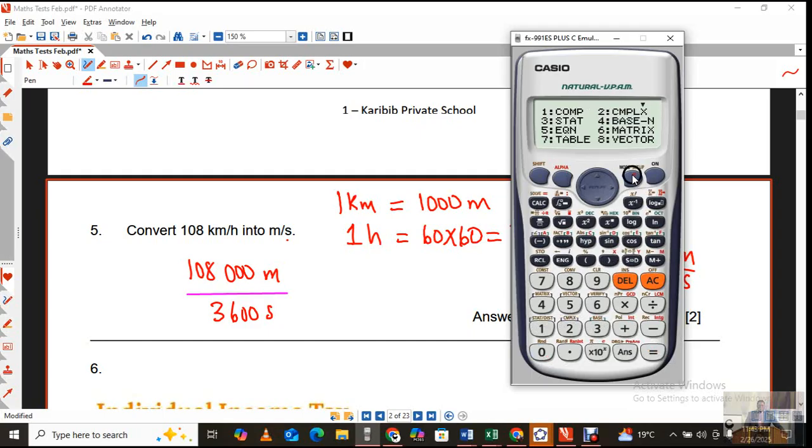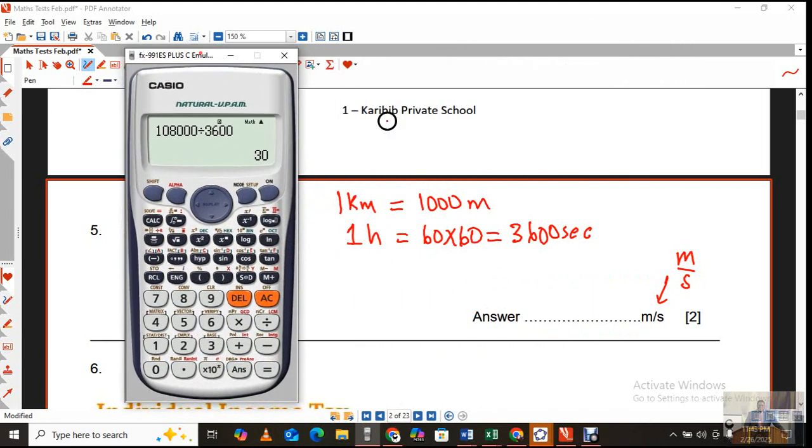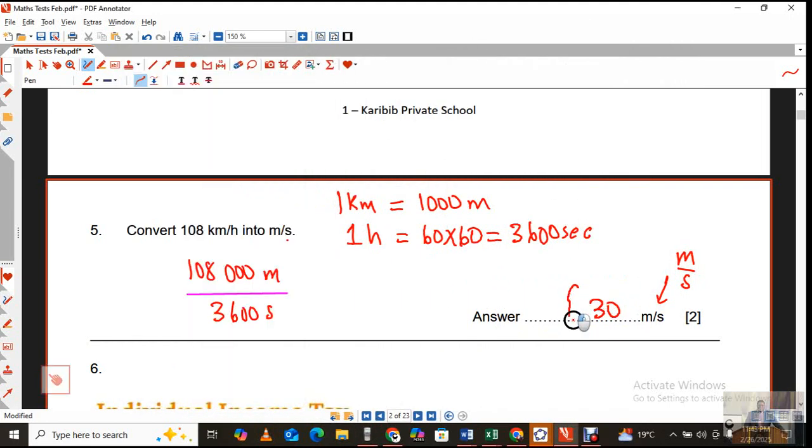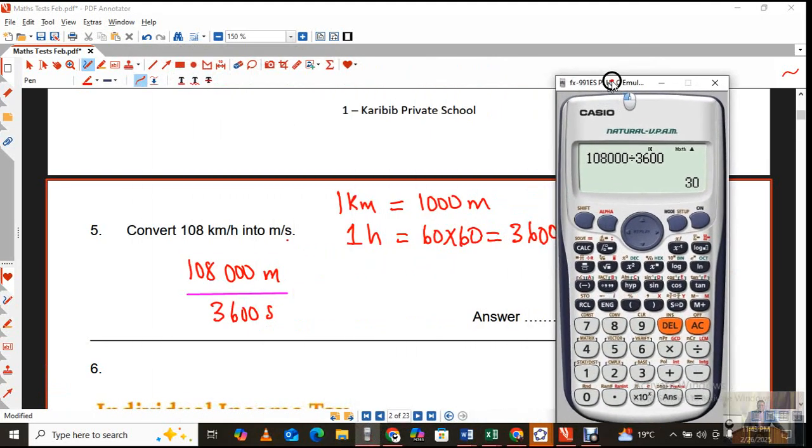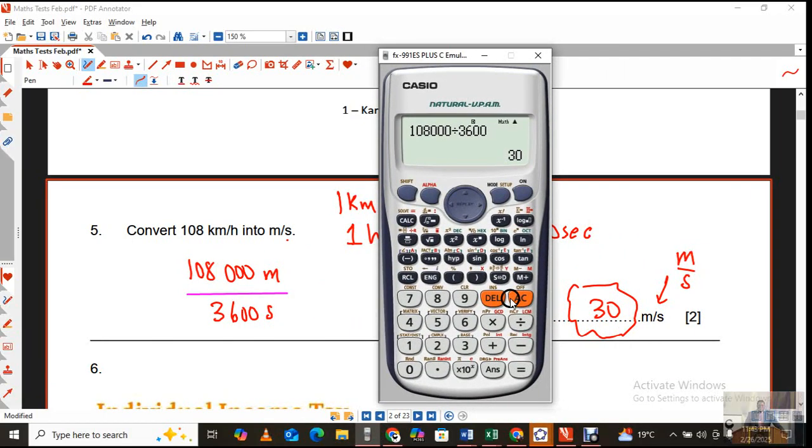Let me just change my calculator back to normal mode. So the answer is 30. I'm just going to write 30 here. What is interesting, if you have a calculator like this, is that I can actually use my calculator to do the conversion. For that, I will be taking shift and I'll press conversion here where the 8 is. And I'm going to hit 20, let's say 2020. This one is going to convert meters per second to kilometers per hour. So let's say shift convert.